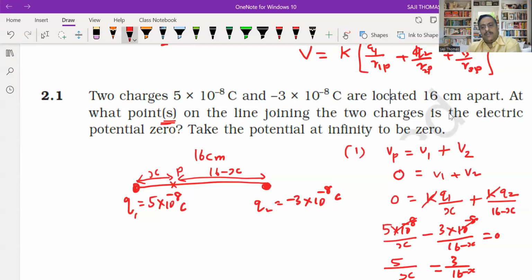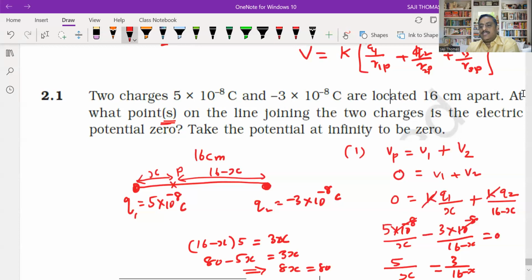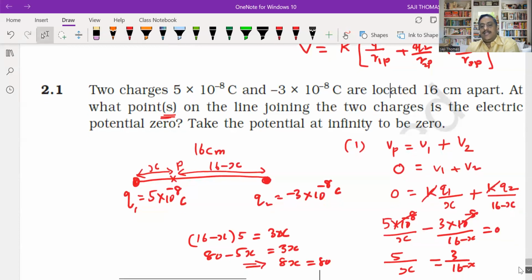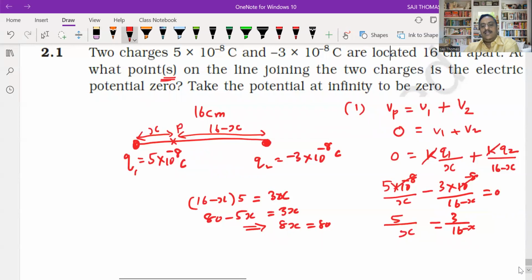Now you cross multiply: 16 minus X into 5 equals 3X. Open the bracket. 80 minus 5X equals 3X. So you can write this gives you 5X taken to the right side. So 8X is equal to 80. So what will be X? X will be 10 centimeter. You divide it. X is 10 centimeter. This is from which charge? Q1.